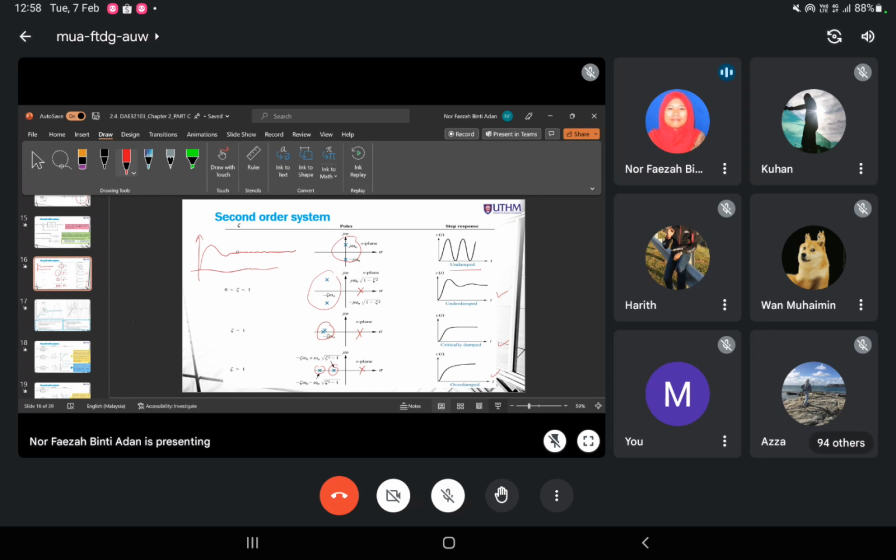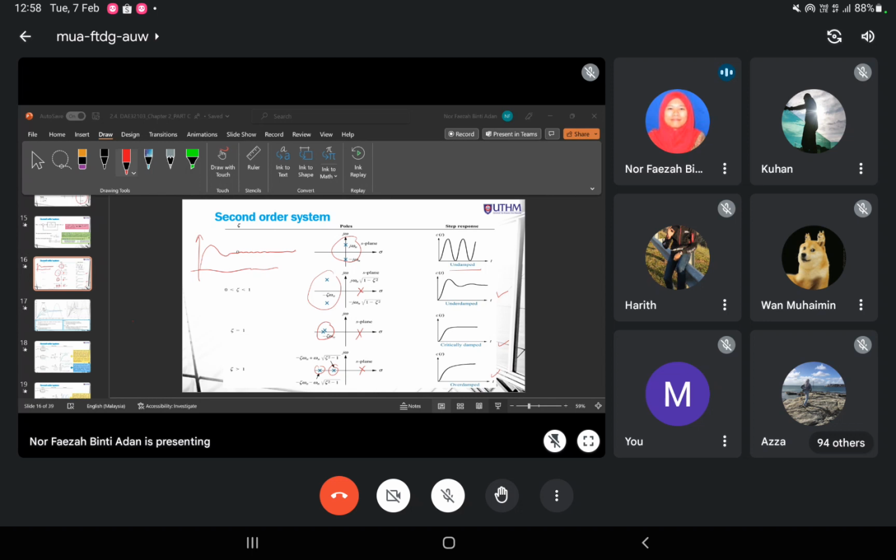Soalan lain? Ada yang nak tanya lain? Lain tak ada soalan. Alright, so ni siapa tanya ni? Okay, tak ada soalan. Okay, next for chapter 3.